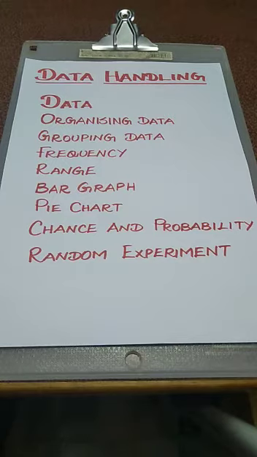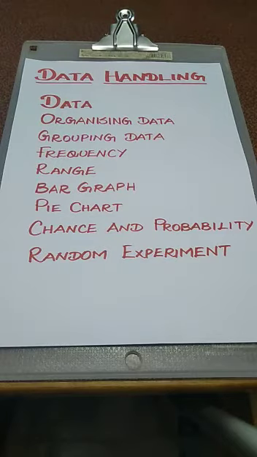Next one is very important, that is range. What is range? The range of the given data is the difference between the largest and the smallest value. The short form we have to mention is R equal to L minus S: largest value minus smallest value.